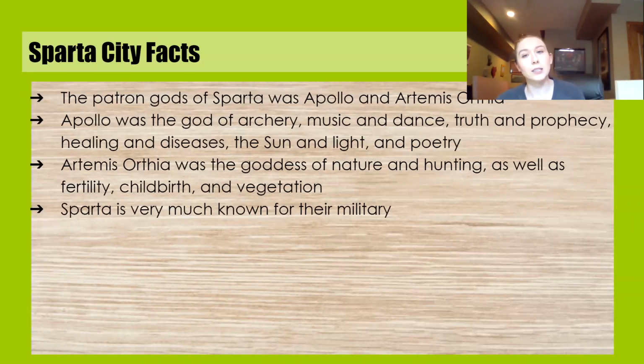Artemis Orthia is kind of a combination of two gods. Artemis is one, and then Orthia was a goddess that the Spartans kind of created, and then they were going to merge the two into one. And she's the goddess of nature and hunting, as well as fertility, childbirth, and farming, vegetation.